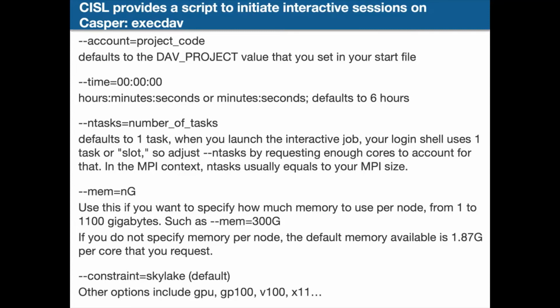Here are some useful parameters: the account for the project code, the time for the wall time, and ntasks for the number of tasks. By default, we give you one task, so you can use one core on that node. In the MPI context, usually ntasks equals your MPI size. And then mem allows you to specify how much memory you want to use per node, from 1 to 1000 gigabytes. If you do not specify this parameter, by default the system will give you 1.8 gigabytes of memory per core you request. And with the parameter constraint, you can constrain what type of node you want to request. Usually it is GP100, V100, or X11.